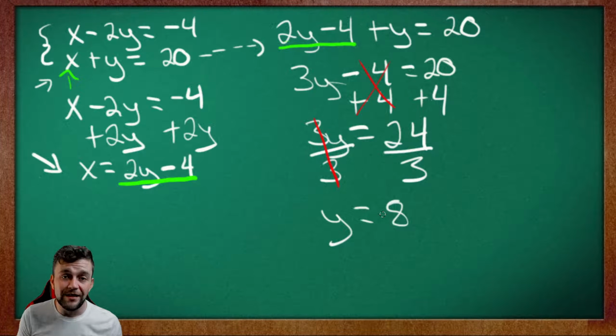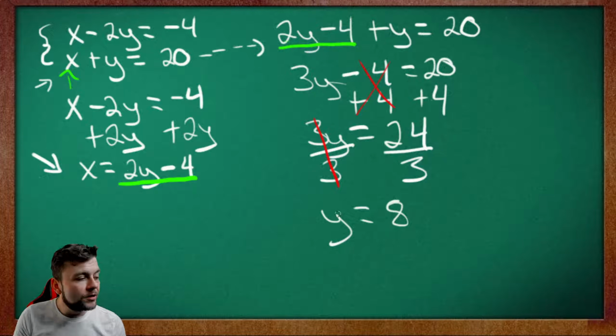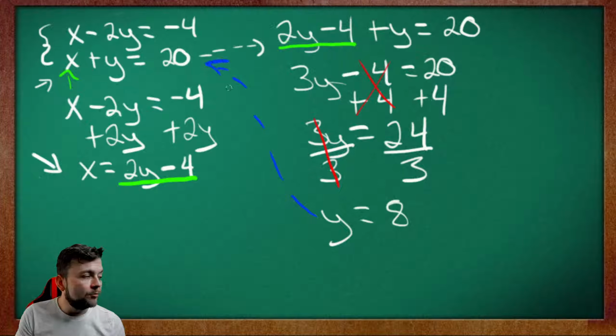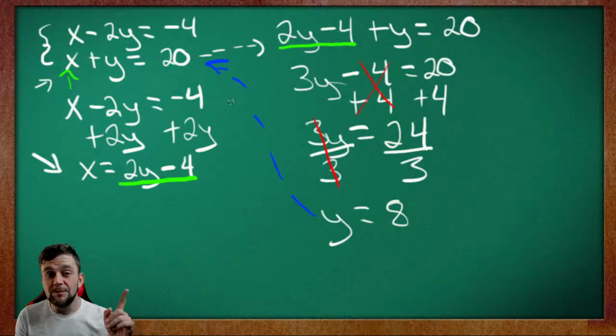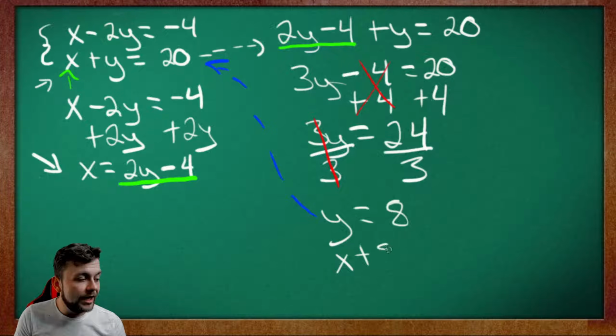But we're not done yet now. We still have to figure out what x equals. So check this out. I'll use blue for this one. What we can do is take this y equals 8 and plug it back in to our x plus y equals 20. Rewrite the problem as x plus 8 equals 20.